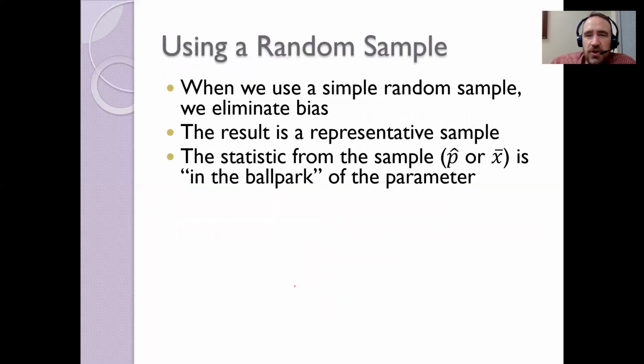All right, so we want to draw a random sample. How do we use it? When we use a simple random sample, we eliminate bias from the sampling procedure, which means that our statistic from our sample should do a good job helping us estimate the parameter. The result is a representative sample. The statistic from the sample, either our p-hat for a proportion or x-bar for a mean, we feel is going to be in the ballpark of the parameter. We know it's somewhere in the neighborhood of the parameter. Now, it may not be exactly the same as the parameter, but we feel like it's somewhere close. And that's where our inferential procedures can help us decide how close we are and what the parameter might be like.